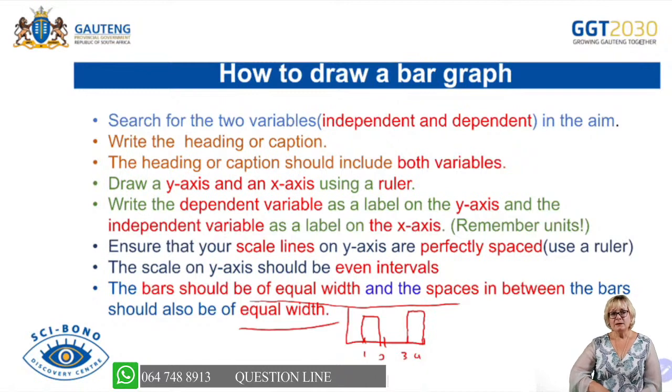Because then you're adhering to the rule that the bars must be the same width, plus the distance or the spaces between them must also be the same. Then you know what, my bars are 1 centimeter, the width in between them is 1 centimeter, and you cannot go wrong. All right, that's very important.